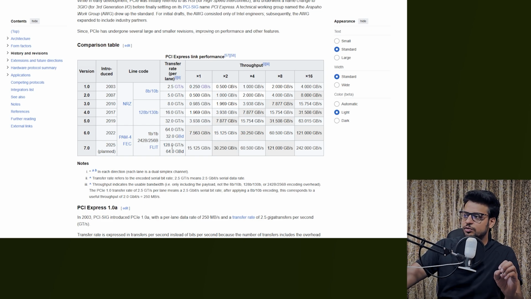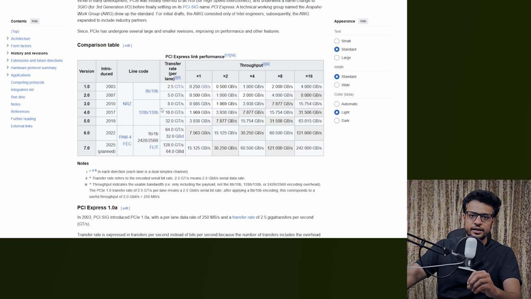So PCI Express 1.0, you get 2.5 giga transfers per second, 2.0 5 giga transfers per second, 3.0 8, 4.0 16, and 5.0 32. There are 6 and 7 as well, but since there is nothing out there on these generations, we are going to skip them. We are only going to talk about up to PCI Express 5.0. So this is the speed of transfer on a single lane.